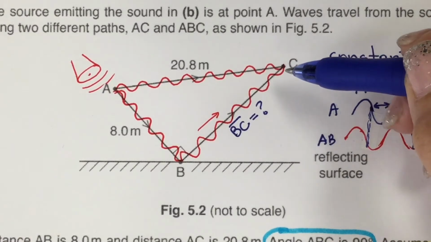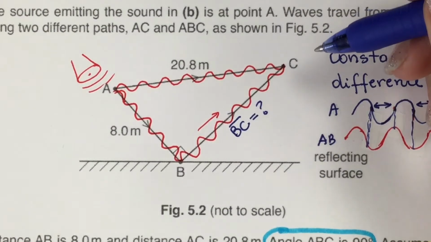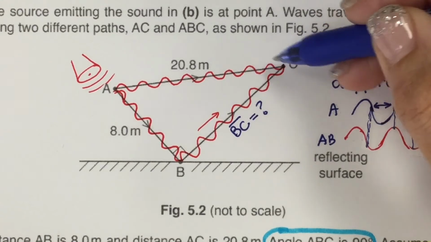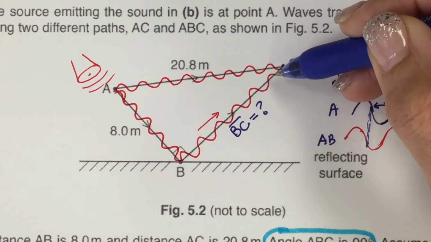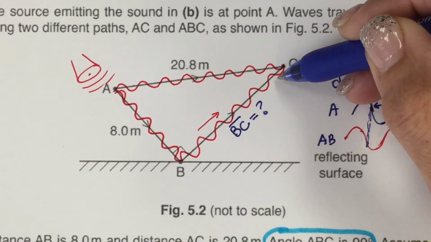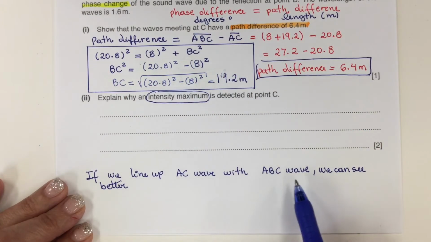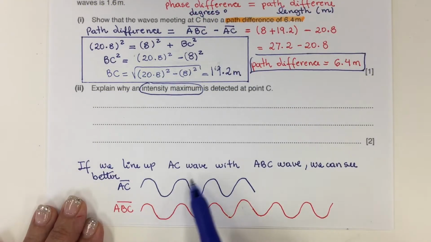To have a louder sound here, which is the maximum intensity, both waves must be added in phase, which means crest of this wave meets with the crest of this wave, and trough of this wave meets the trough of this wave. If we line up AC wave with ABC wave side by side, we can see better. So here is the wave AC, which is shorter, and this is the wave ABC, which is longer.